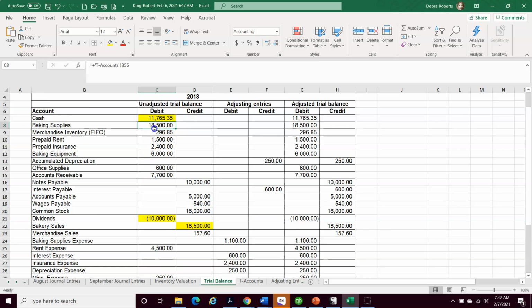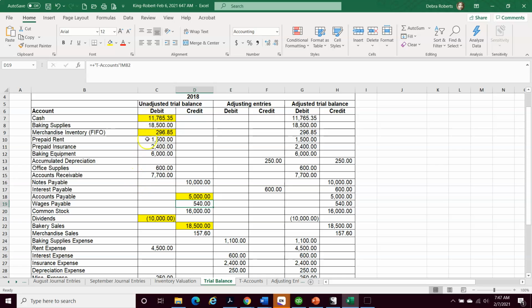I like your baking supplies. This number's a little bit off, very small, like $20, but we'll fix that. These numbers look good. That looks good. That looks good. Notes payable looks good. Accounts payable's off a little bit, but once you fix your cash, you'll be correcting also your accounts payable. Common stock looks good. Wages payable.